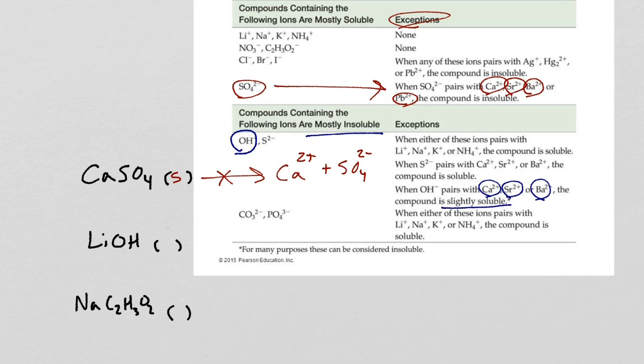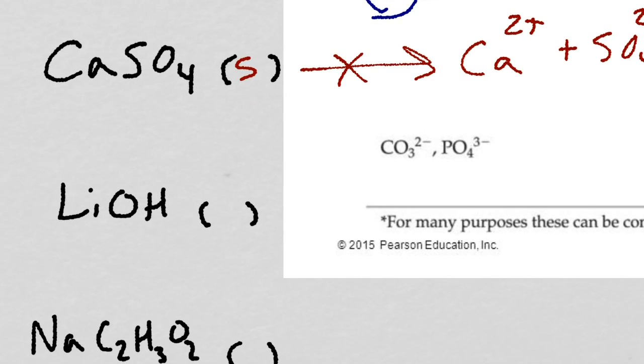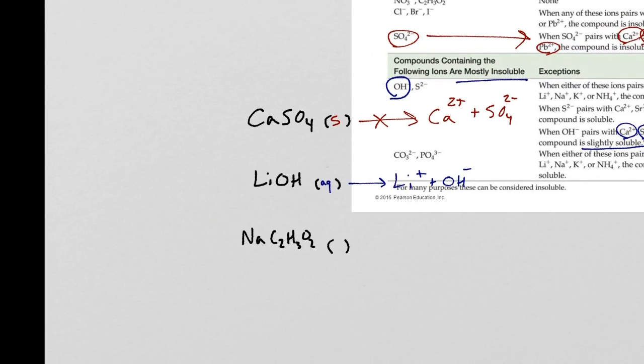So whether it is soluble or slightly soluble, we're going to take that to mean the same thing. So that means that this solution would dissolve into its ions. This would break down into lithium plus and OH minus. Alright, last one.